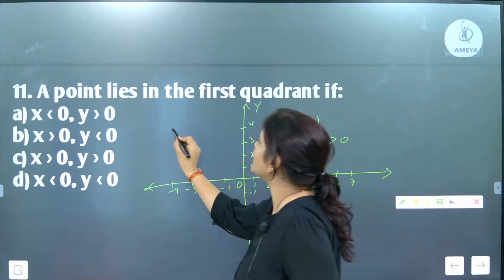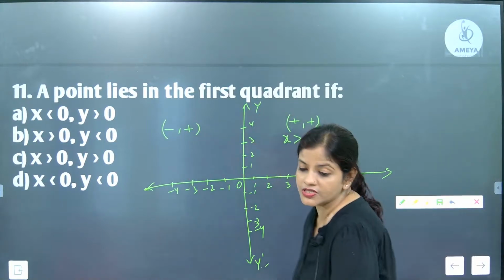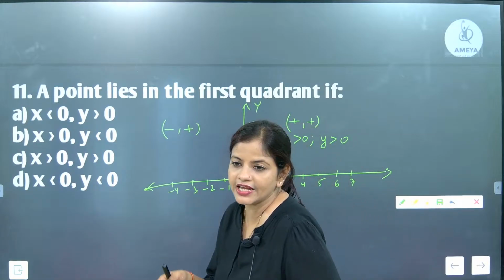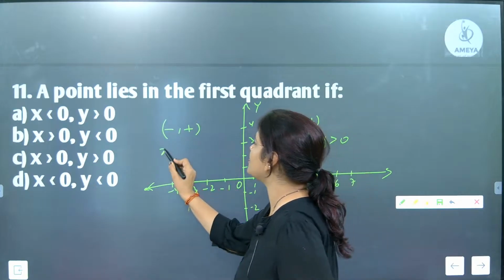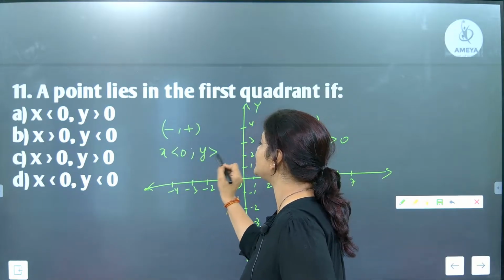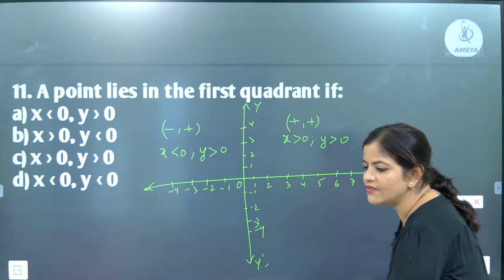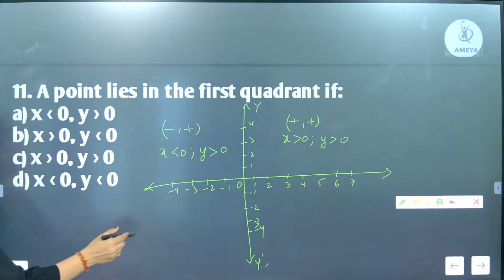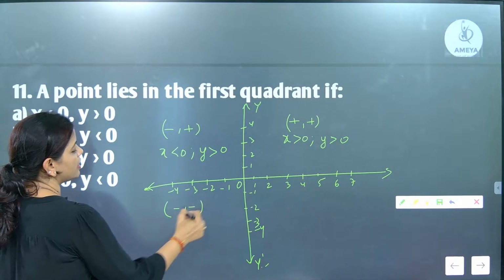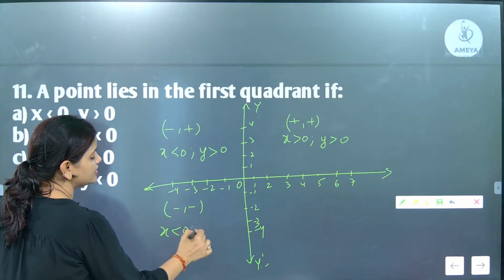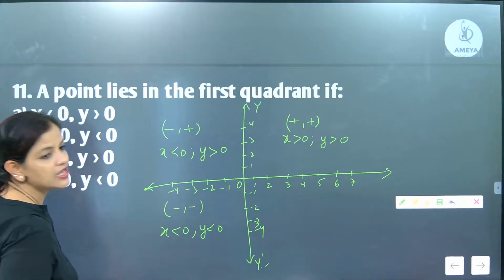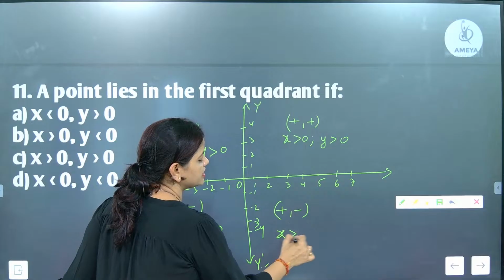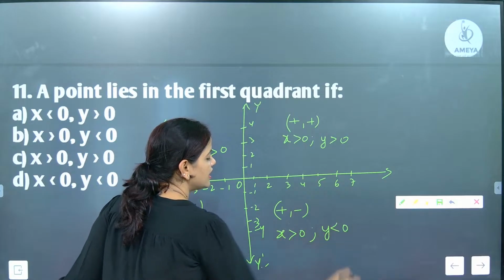In the second quadrant, x is negative and y is positive. In the second quadrant, what is negative and which one is positive, beta? X is negative and y is positive. So that means x is less than 0 and y is greater than 0. If somebody asks you this question, I want you to be the first one to answer. Now in the third one, both are negative. So here x will be less than 0 and y will also be less than 0. In the fourth, x will be positive, y will be negative. So x is greater than 0 and y is less than 0.